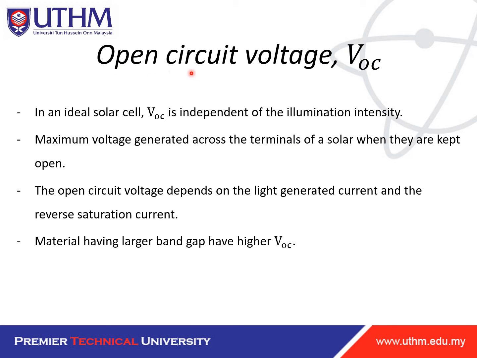First, we go to open circuit voltage, VOC. In an ideal solar cell, it is independent of the illumination intensity. It is the maximum voltage generated across the terminals of a solar cell when they are kept open. The open circuit voltage depends on the light-generated current and the reverse saturation current. Materials having a large band gap have higher VOC.